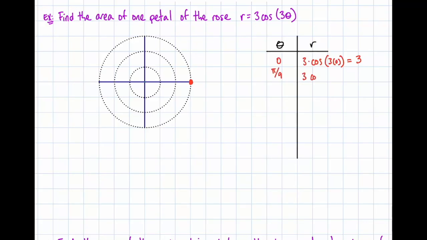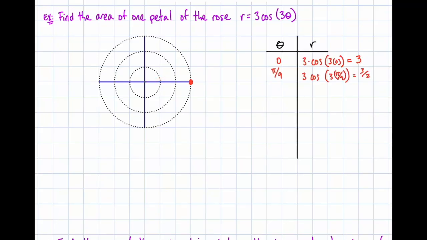Let's keep going. Like I mentioned, pi over 9 is another good angle because I'll get 3 cosine of 3 times pi over 9. 3 times pi over 9 is pi over 3. Cosine of pi over 3 is 1/2, so I get 3 halves. Now here's the issue. I don't know exactly where pi over 9 is.